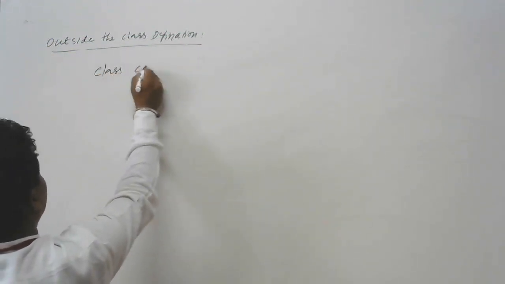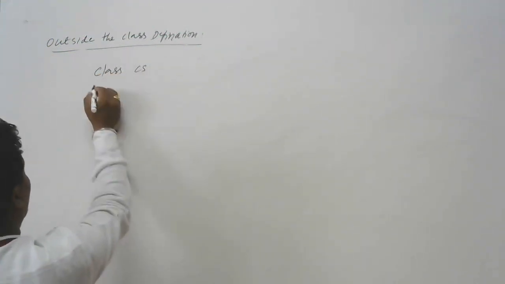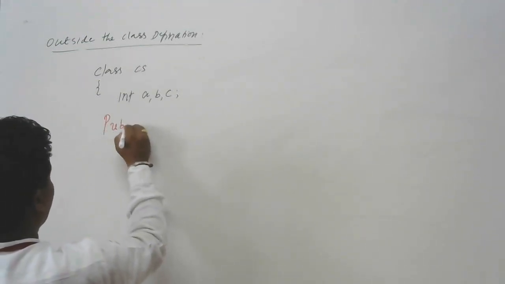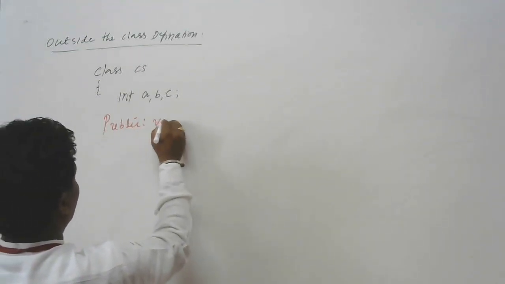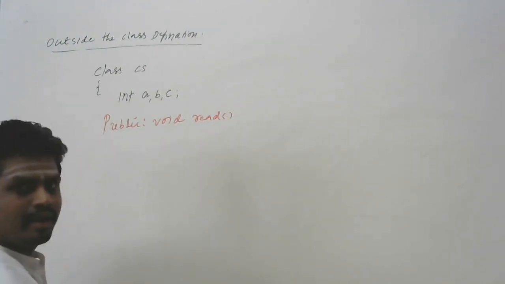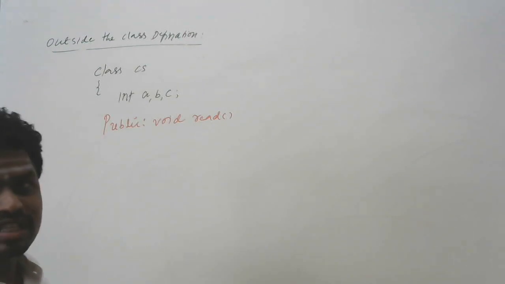Class CS. How many variables or data members have I declared? Three: int a, b, c. Right? Inside the class we had a function called read. Here also I will write read only. But this process indicates what is that?